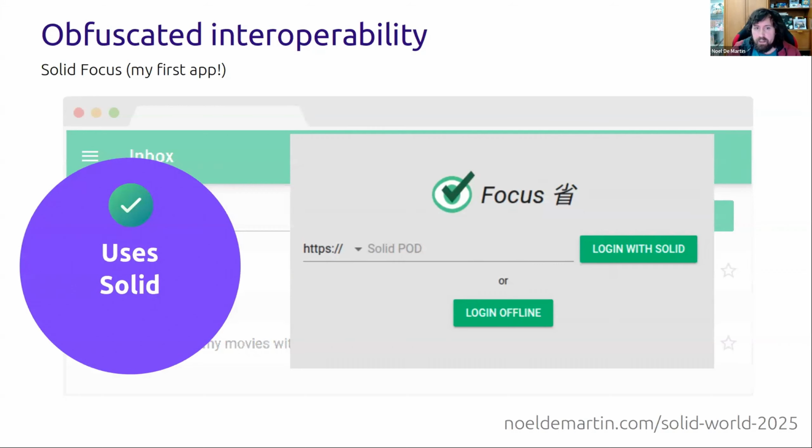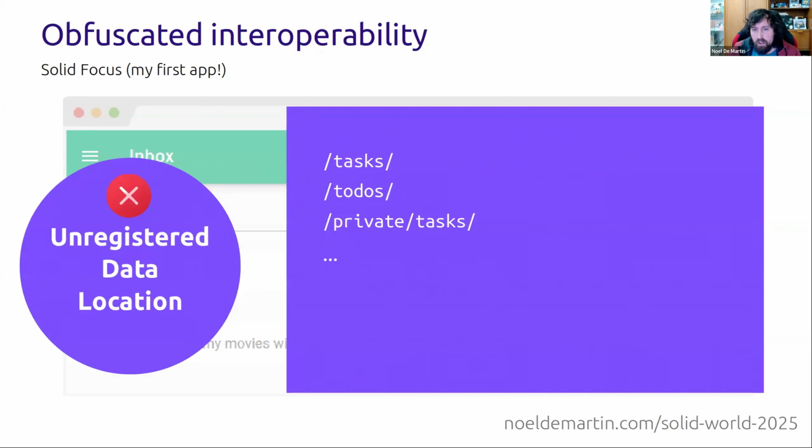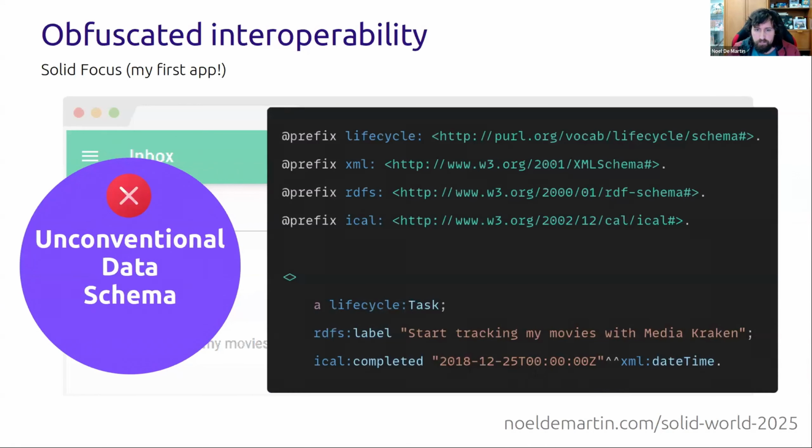However, there are some things that are not perfect. For example, it doesn't register the data location. So if you are using this application and then you use another task manager, it's very unlikely that you will see your data there, because since my application hasn't registered the location of the data, the other application will not be able to find where the data is. So this is something that could be improved.